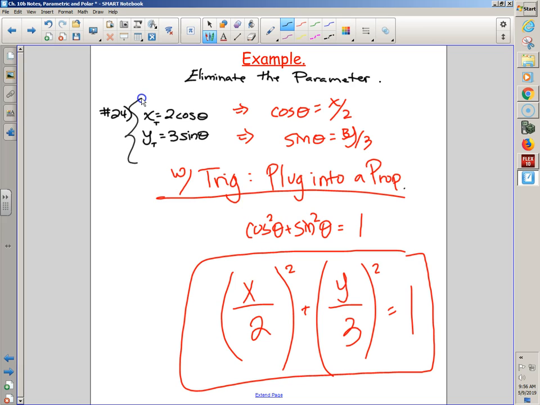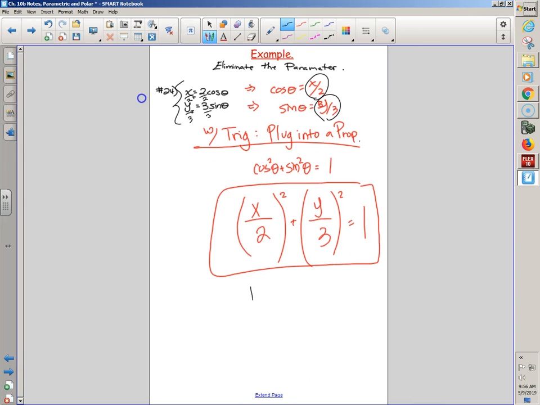I can get cosine alone with a quick division. I can get sine alone with a quick division. And then I can say, cosine, who are you? Oh, yay, I need to square you in this formula. Sine, who are you? That's a y. Yay, I need to square you in this formula. And guys, what does this look like now? Isn't that an x squared over 4 plus y squared over 9? Isn't this obviously an ellipse with a major radius of 3 and a minor radius of 2?